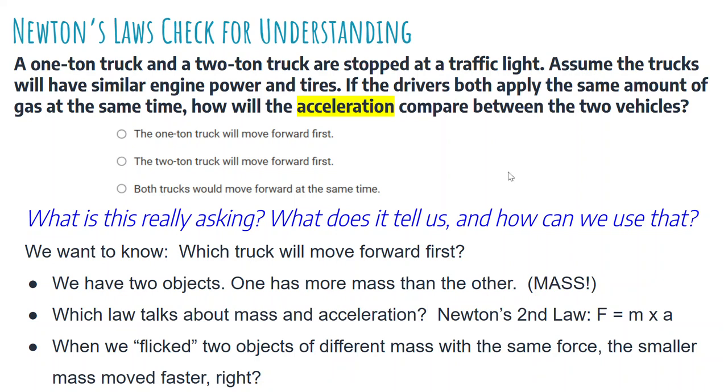All right, back to my problem. I have 2 objects with different mass. The one with the smaller mass is probably going to move faster based on what we did in class with those 2 cylinders. So the 1-ton truck will move forward first in this problem.